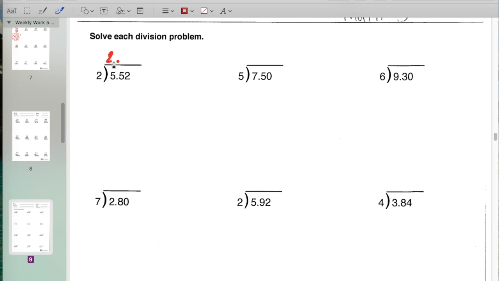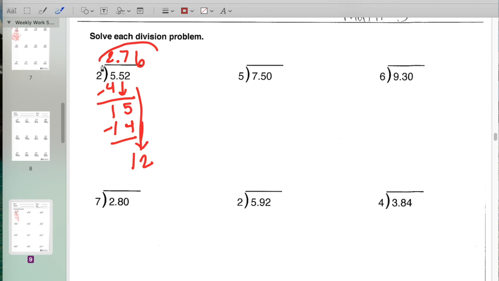Then from there, you're just going to do long division the way you usually would. 2 goes into 5, 2 times 2 is 4. Then subtract. 5 minus 4 is 1. Bring down the 5. 2 goes into 15 7 times. 2 times 7 is 14. 15 minus 14 is 1. And then bring down that 2. And 2 goes into 12 6 times. And you have your final answer there: 2 and 76/100. You're done. That's it. You already dealt with the decimal. You got it out of the way in the beginning and then just did what you know how.